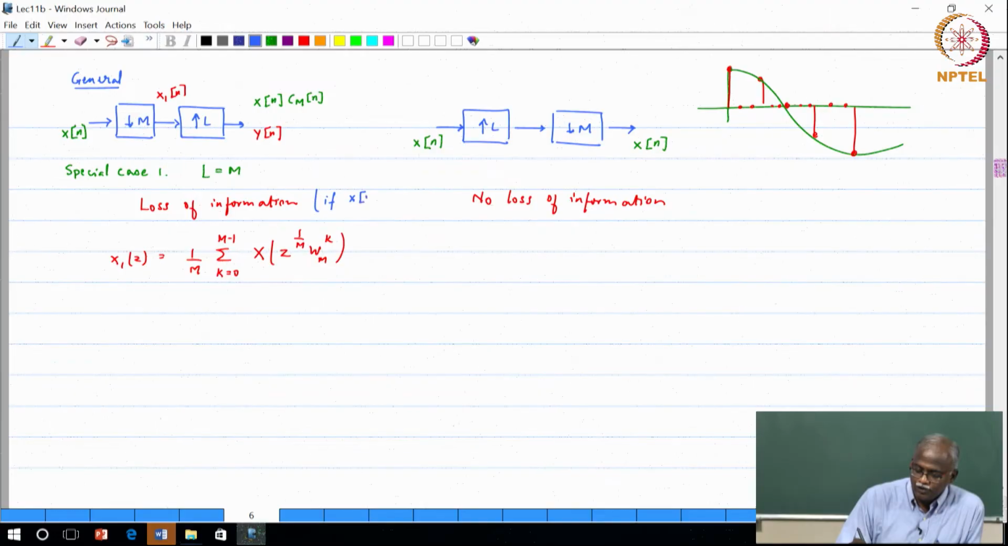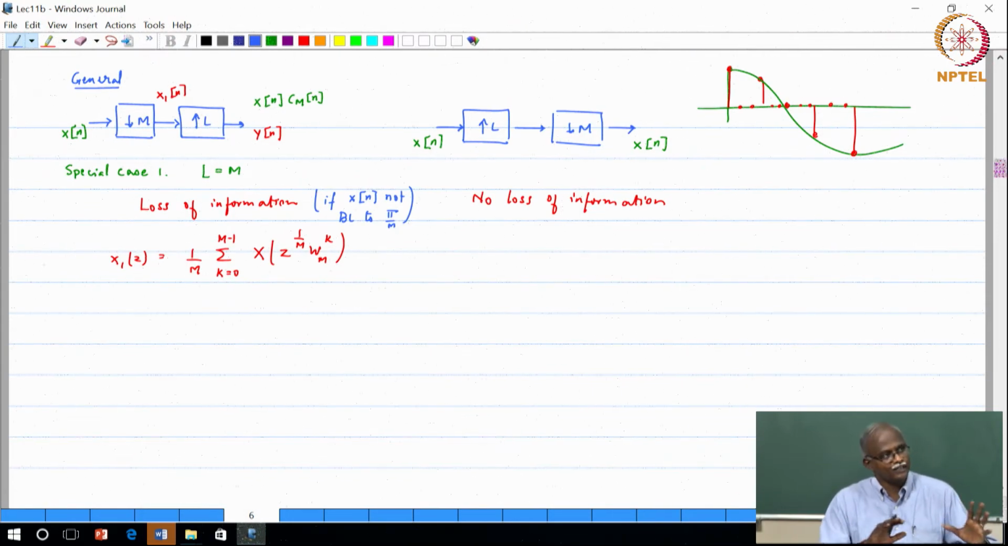If x of n is not band limited to pi over M, that is a good point, because if you are band limited to pi over M, then the first step does not produce for you any loss of information, and yes, the signals are different, but you can still hopefully recover the information that is of interest. That is a good point.